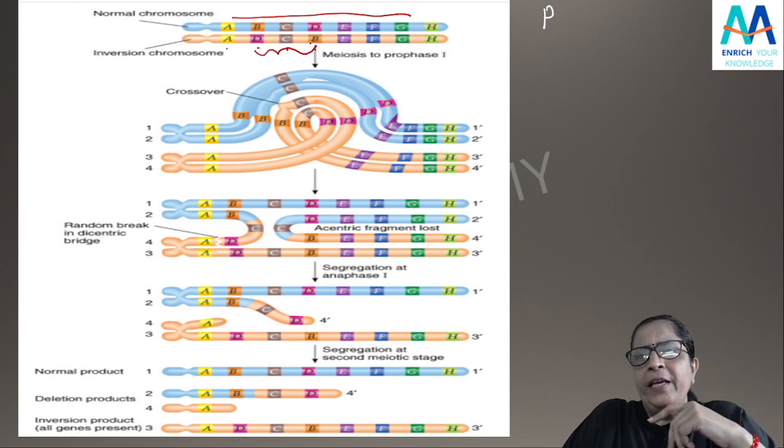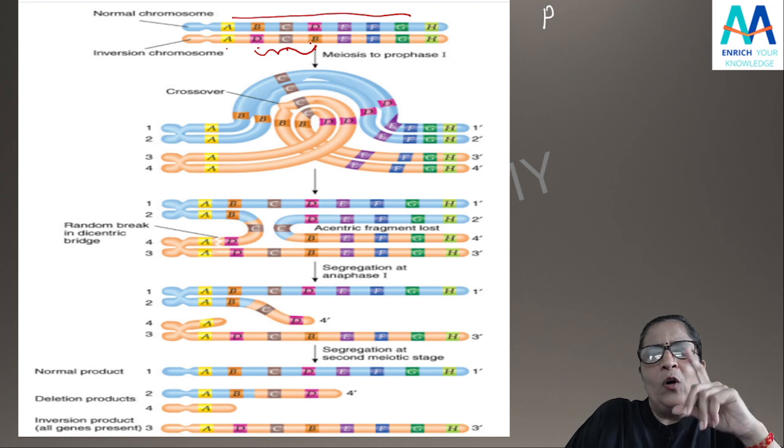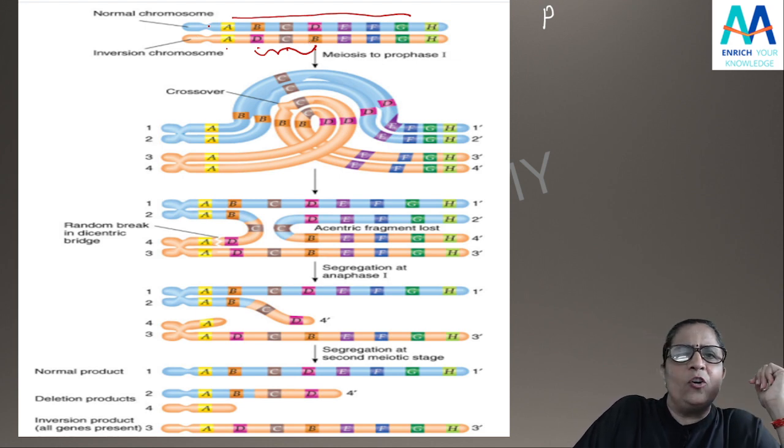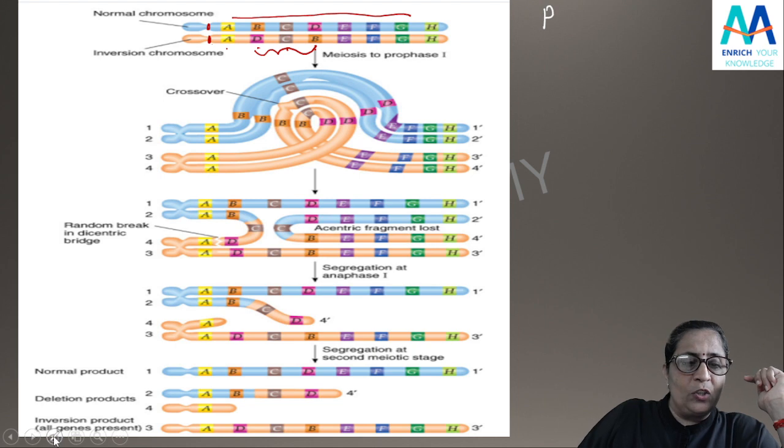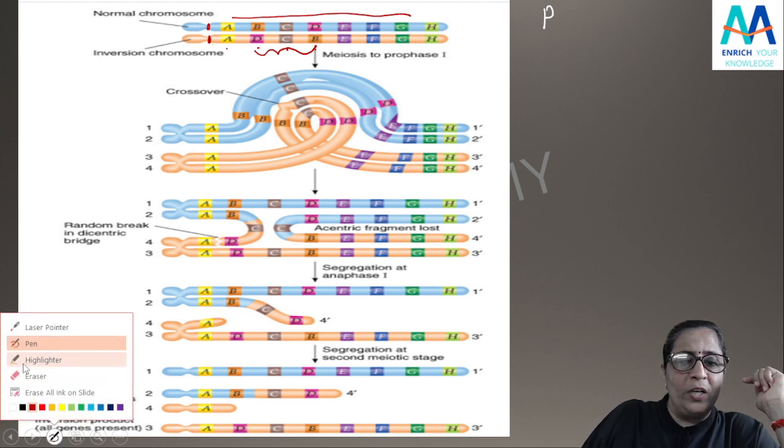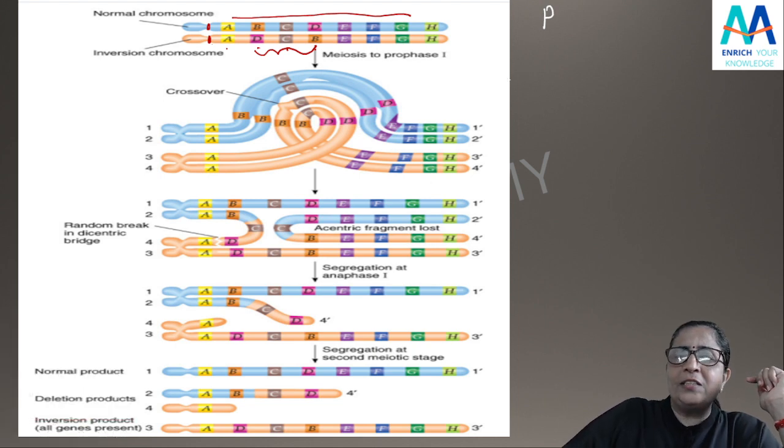Here, in this part there is an inversion. And where is the centromere? The centromere is here and also here. So in the inversion that is happening, the centromere is not involved. Centromere is not involved. So which type of inversion is it? First of all, what we are looking at is a paracentric inversion. Right? This is paracentric inversion.